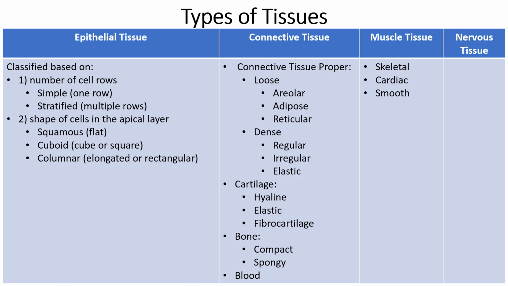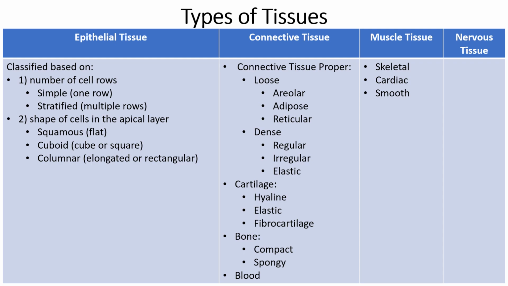The second criteria that we use to classify epithelial tissue is based on the shape of cells that you find in the apical layer or the apical row. The apical layer or the apical row, if you will recall, is the row of cells that is either facing the lumen or the opening of an organ or facing outside of the body.